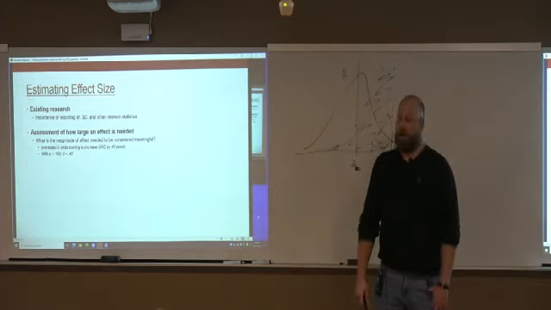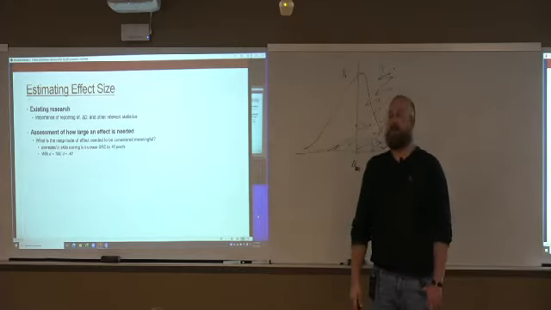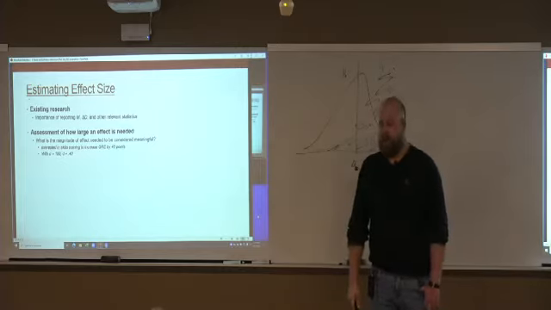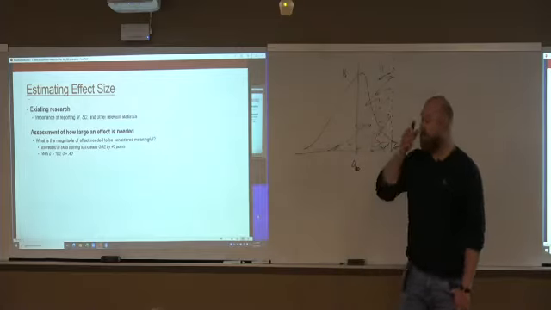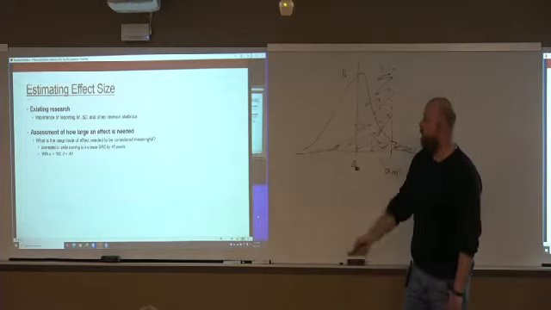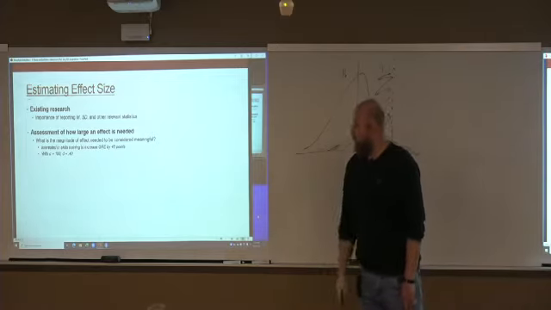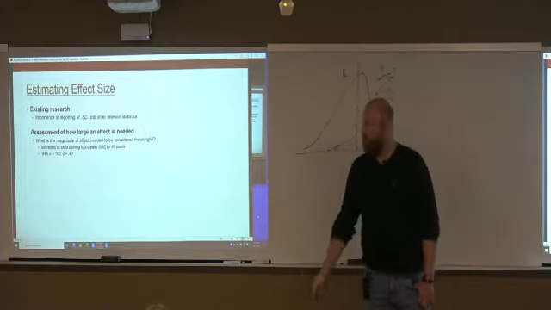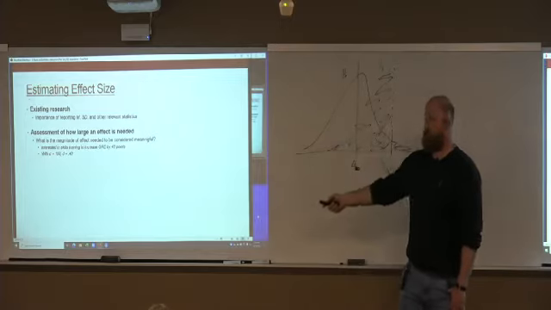If I increase it by 20 points, that's fine, but it's not enough to make a practical difference, so it's not worth anybody's time or money or energy to go through and do things. So what I can do is say, okay, I know that I need to increase GRE by 40 points. If I know the standard deviation of GRE, take 40 divided by 100, I get a d of 0.4.